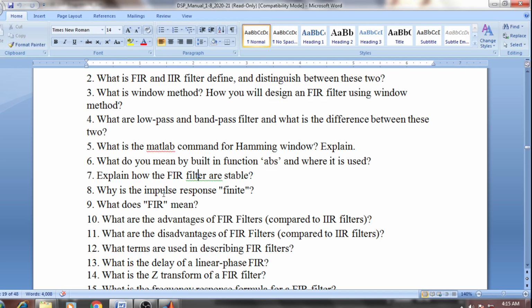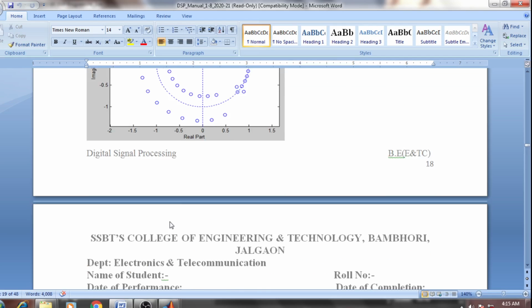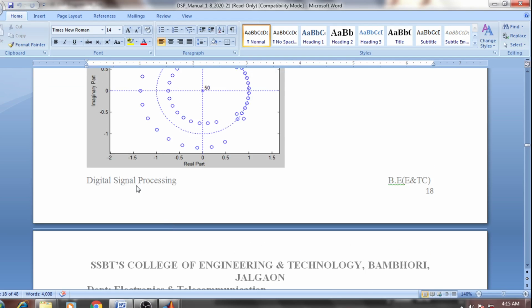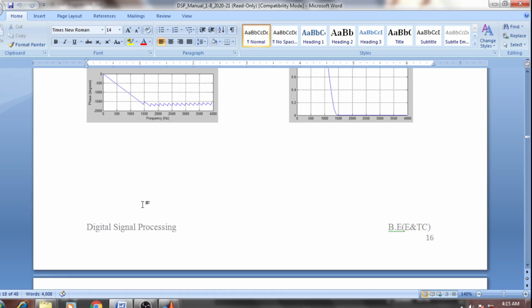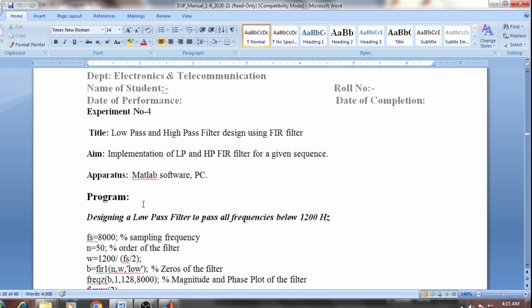No problem. Now at this moment I am quitting this experiment. I hope it will be enough from the point of view of experiment number 4. So thank you very much.